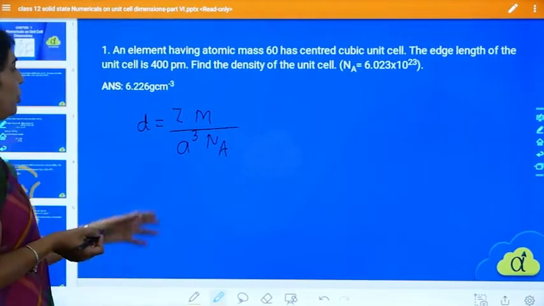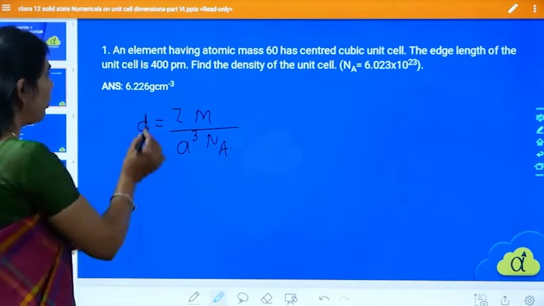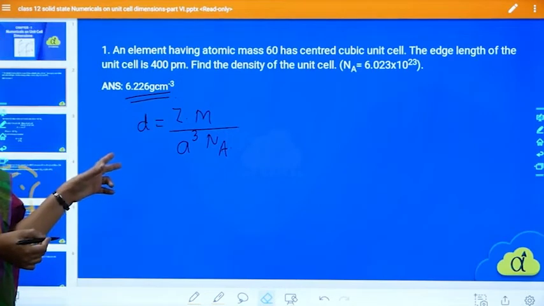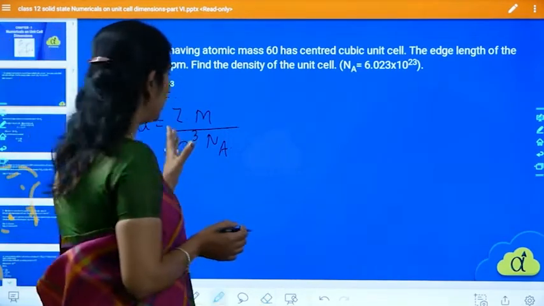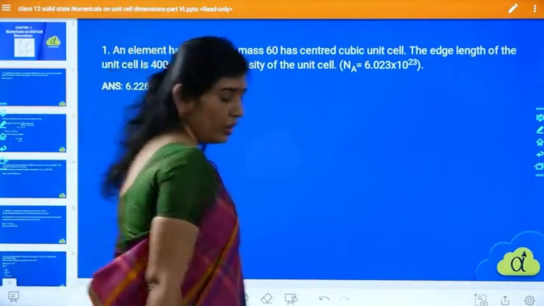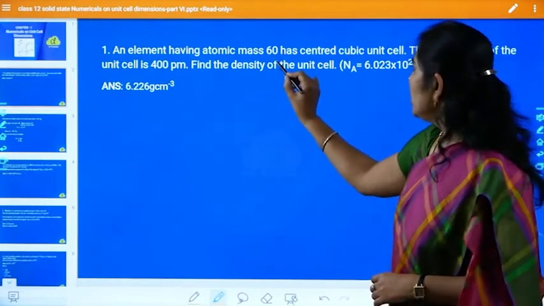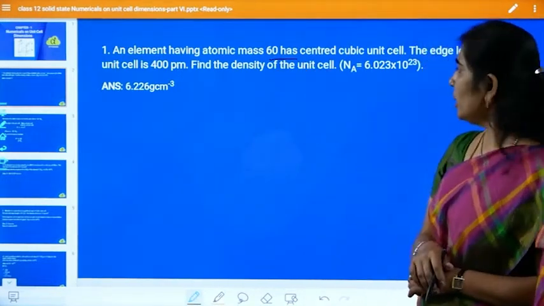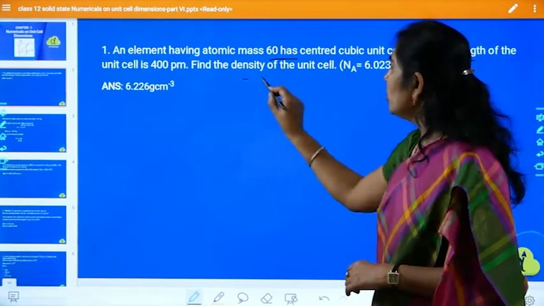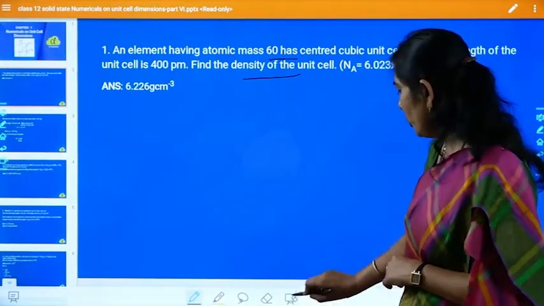Then you substitute the values. Then after simplification, you will get this much. Just now I told you how to do this numerical. I hope you understood this, right? So this is how you can solve this numerical. Like this, they will give the mass of the atom and then the edge length. Then you have to find out what? Density. So you write the straight formula. I hope you understood.